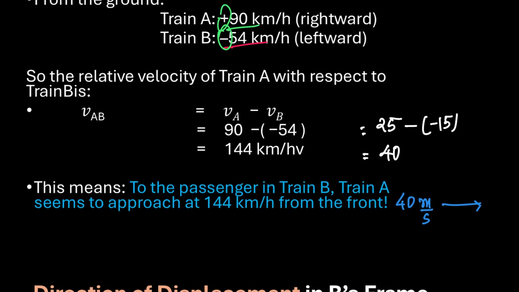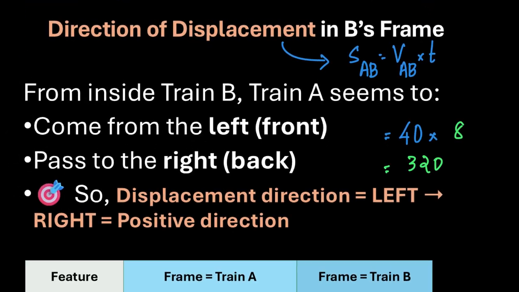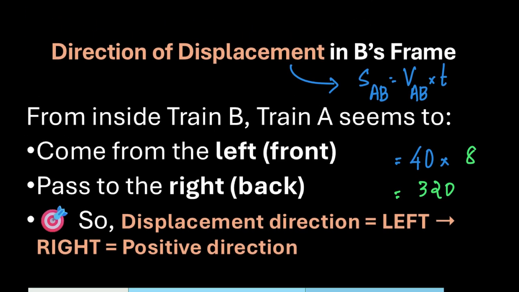So in other words, to the passenger inside train B, train A seems to approach at 144 km/h or 40 meters per second. Now, what will be the direction of displacement? Again, a possible question. Displacement of A with respect to B will be equal to velocity of A with respect to B into time. Now, time is absolute. It's not dependent upon the frame. So time is 8 seconds as given in the question because the observer is observing this for 8 seconds. Velocity of A with respect to B is 40. So that becomes 40 into 8, 320.